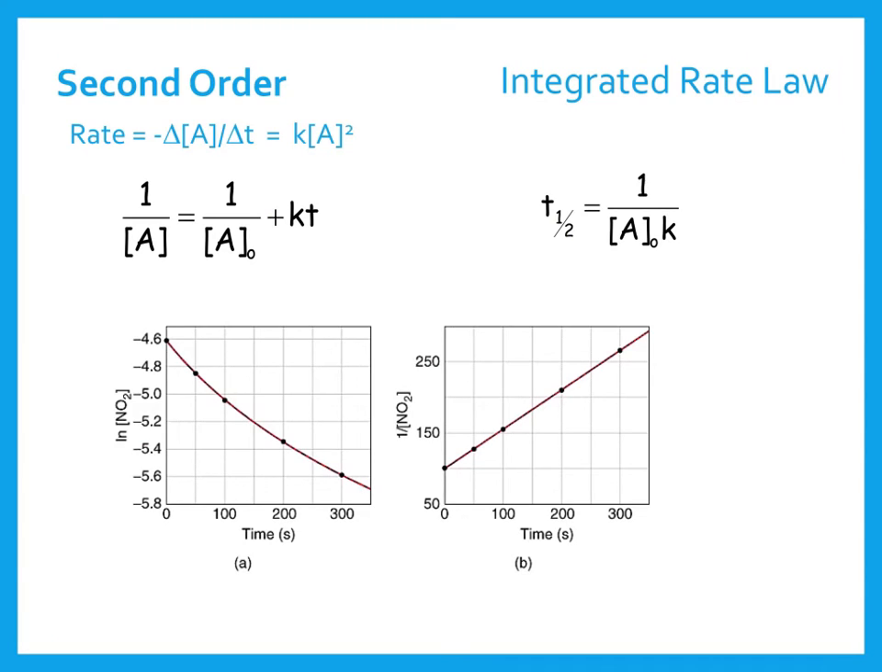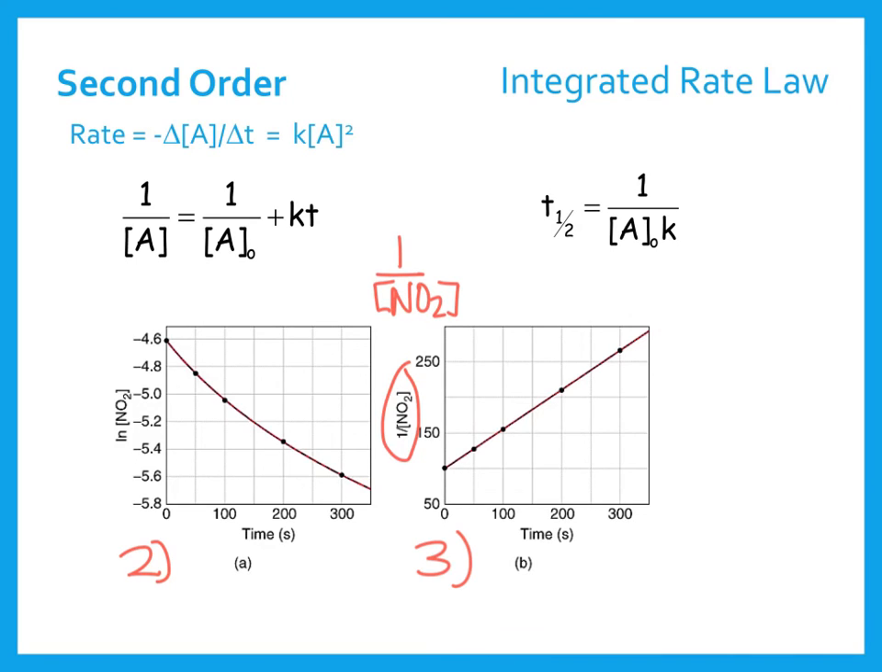If you had graphed the concentration versus time and got a curve, and then you graphed the natural log versus time and got a curve, you would then proceed on to the third graph. The third graph is the 1 over the concentration of NO2 in this case versus time. In this case, you see that you get a straight line, a linear graph, and that tells you that it is a second order reaction.